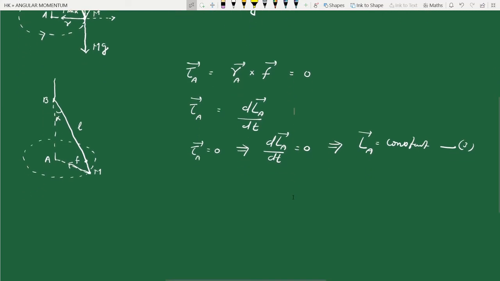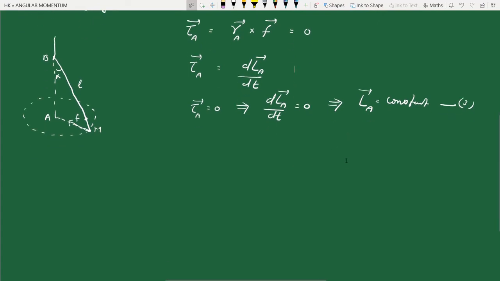Now let us consider origin B. In the next part, let us consider origin B. We want to calculate the angular momentum about the origin B. This we have calculated in the previous problem, but let us try it again. The radius vector from origin B to this point is vector RB, and the magnitude of vector RB is the same as L.